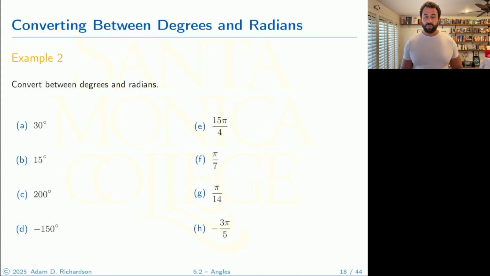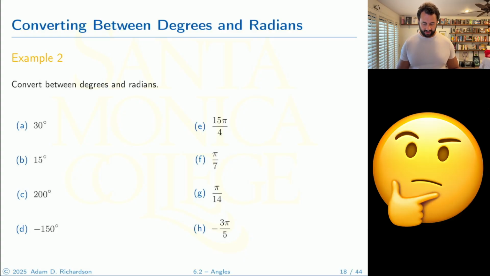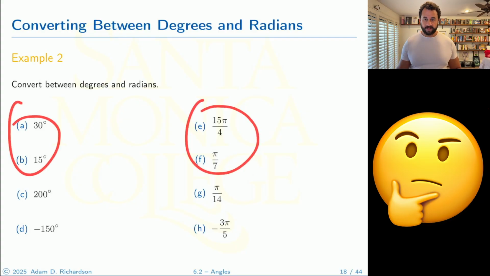All right, so let's do this. I want you to try to convert these two angles to radians, and then I want you to try to convert these two angles to degrees, and then we'll do them all together. So think about it for a minute. Take a look at these, those and those.